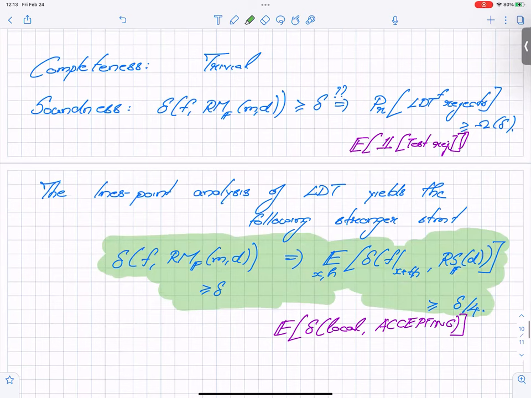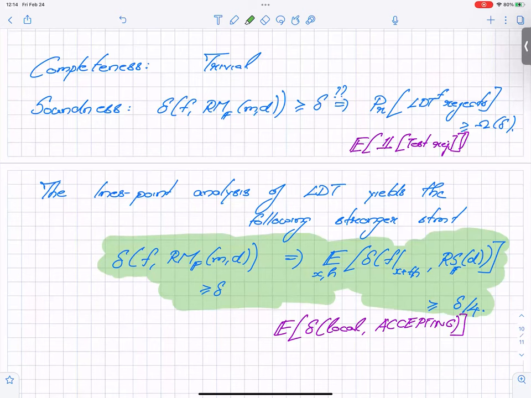By the way, the statement is not just yields, I want to say the statement is equivalent to that statement. The statement in green is exactly the line point analysis, the statement of the line point low degree testing. If I have this, I have that, if I have that, I have this. These are just the same statement written in two different languages. Certainly the bottom statement is stronger than the top statement.